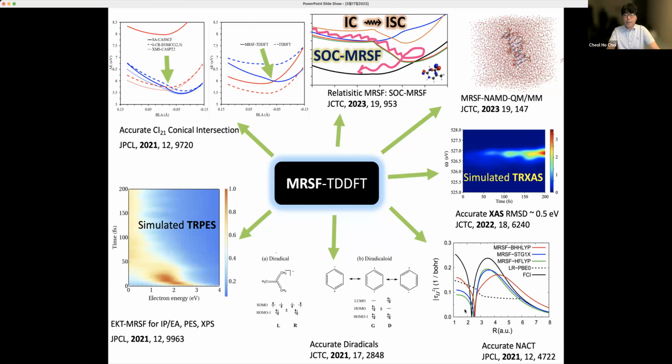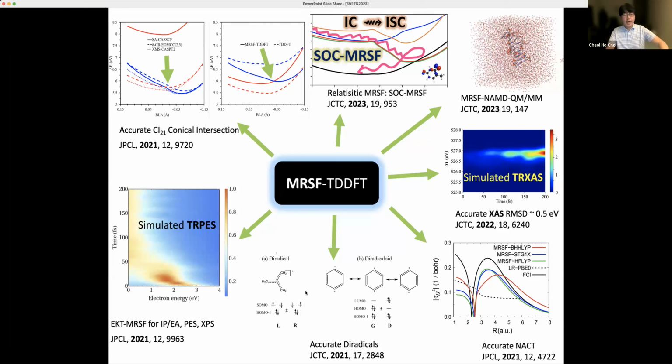Also, we developed the non-adiabatic coupling calculations, and it's very accurate. Here you see that the black curve is from the full CI, and all the colored solid lines are from our theory. It's not exactly matching, but it almost represents the correct shape.